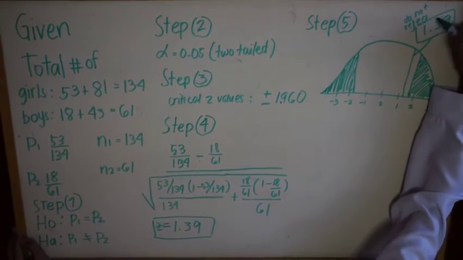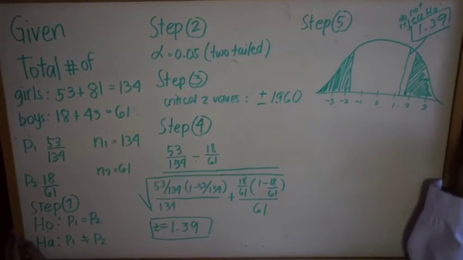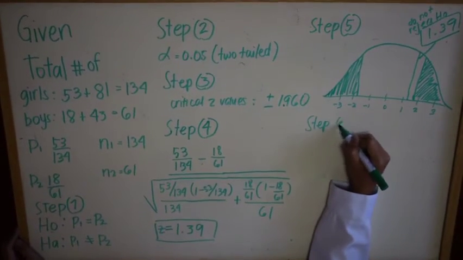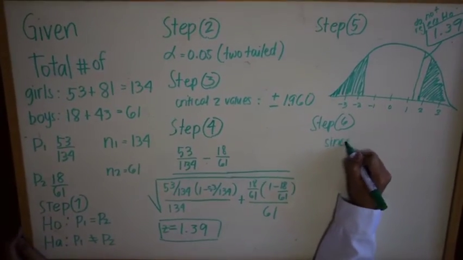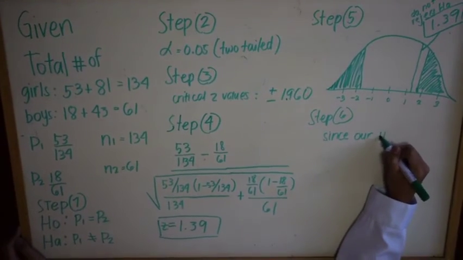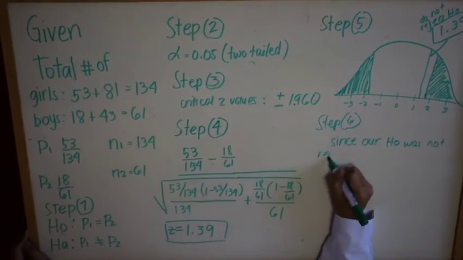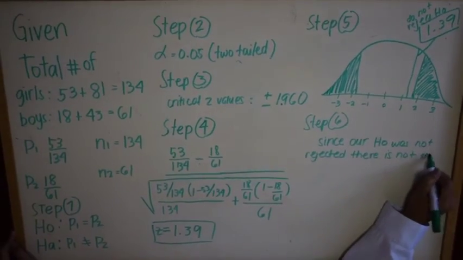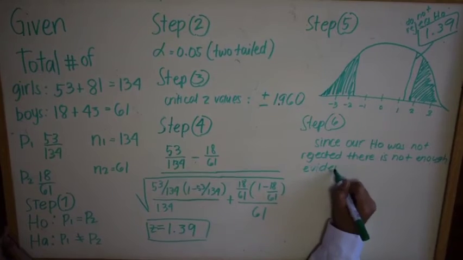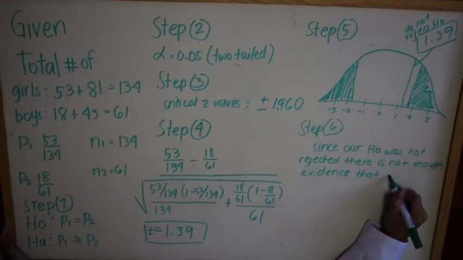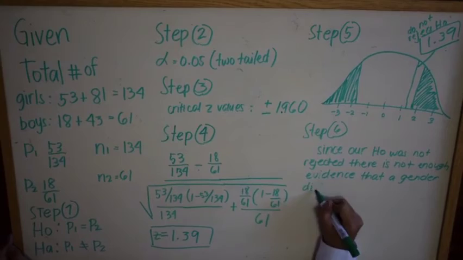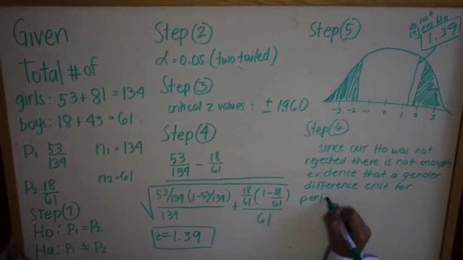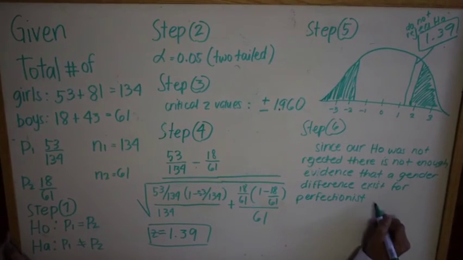For our step 6, we need to conclude. Since our H0 was not rejected, because our 1.39 falls in the non-rejection region, there is not enough evidence that a gender difference exists for perfectionism.